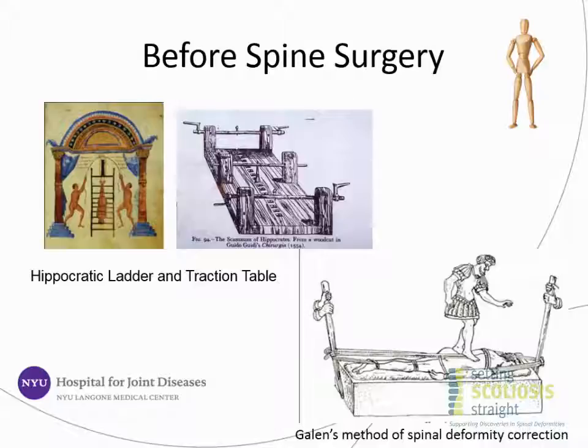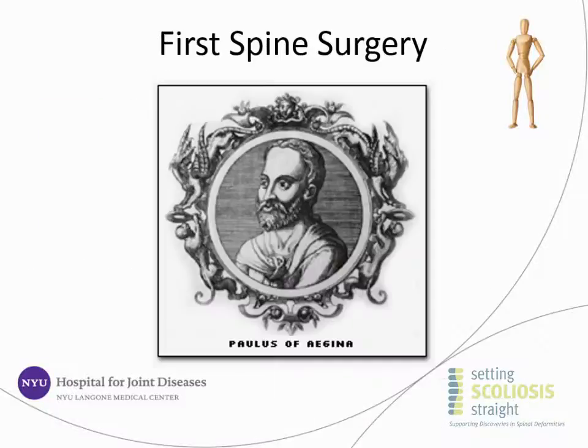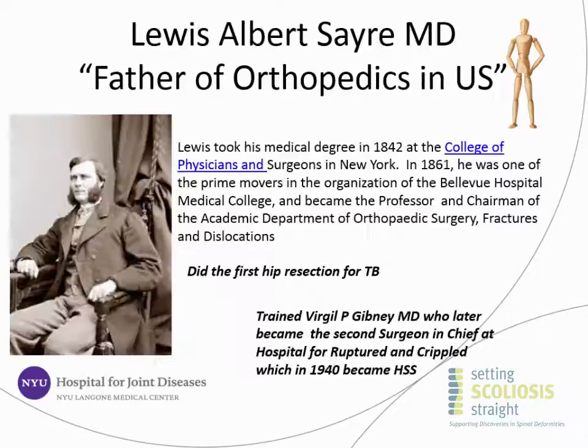Now, before spinal surgery, there were tables in ancient Greece. The Hippocrates table was a distraction table. In Rome, Galen had a method of treating spinal deformity by putting traction on the patient and then walking on the patient's back. One of the first surgeries not for scoliosis was about 700 AD, when someone did a laminectomy on a slave who had been injured. I don't think that patient did particularly well.